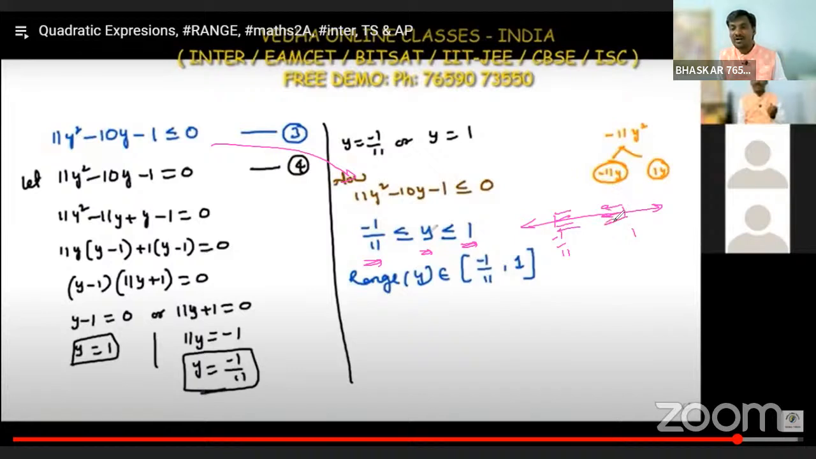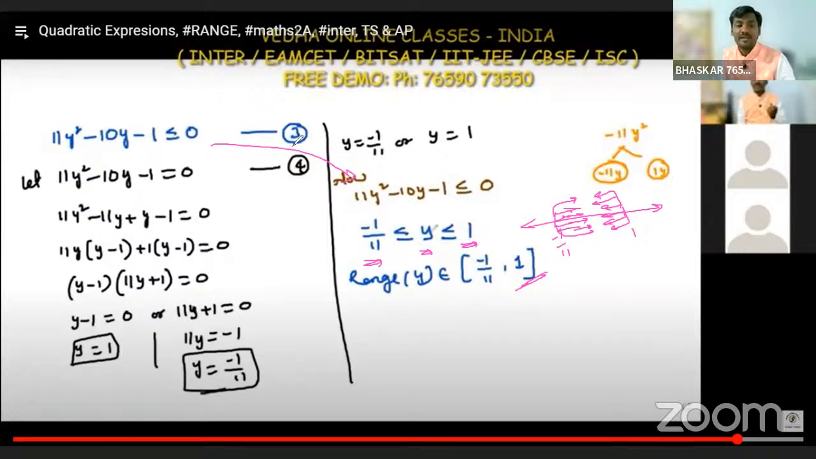We have to take all the values. Just remember the graph, then even if you forget in the exam, you can write it easily. What is the range here? Range is minus 1 by 11 comma 1. If we ask only the range, we write like this.